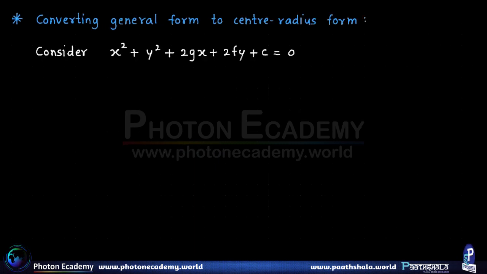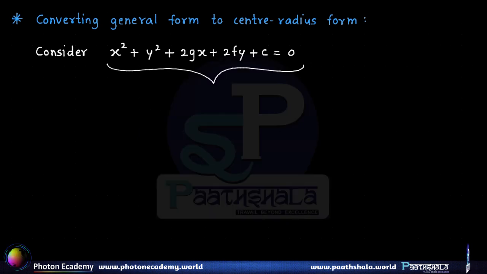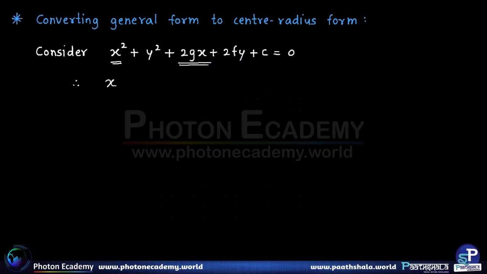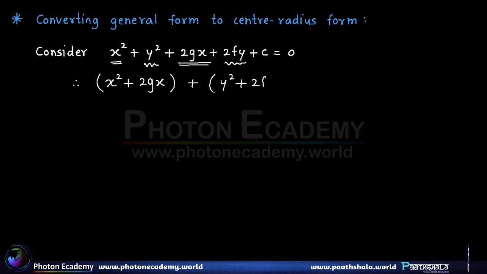Now let us see how to convert a general form to center radius form, because from the general form, suppose we want to find out where is the center of this circle and what is the radius of this circle. So this is what we will derive now. The procedure to convert general form into center radius form is to collect all the x terms. So we have (x square plus 2gx), I write it in a bracket, plus to collect the y terms, that is (y square plus 2fy), we keep c as it is, equal to 0.